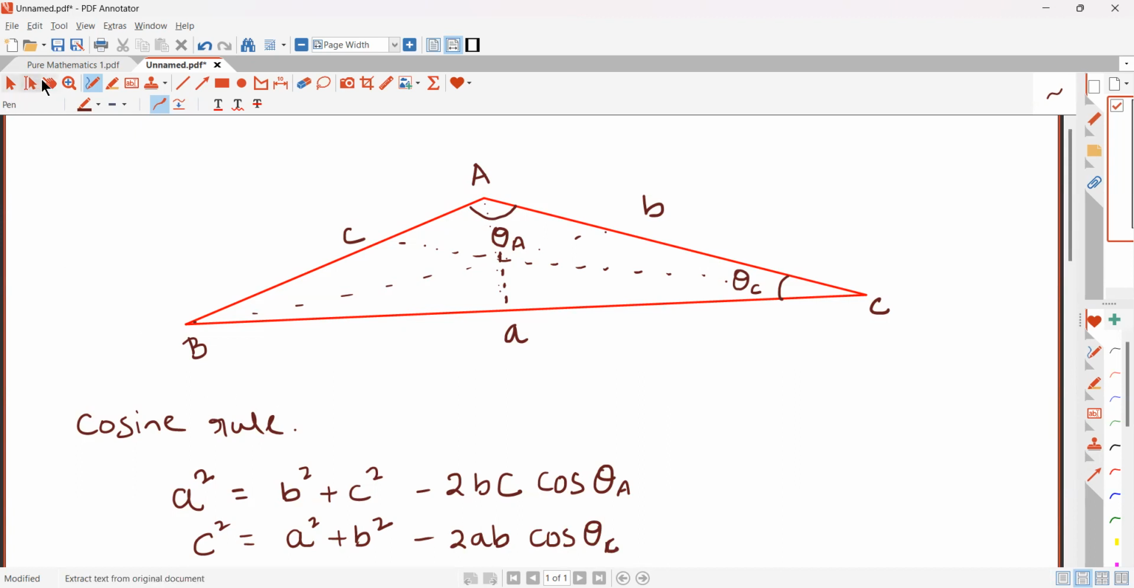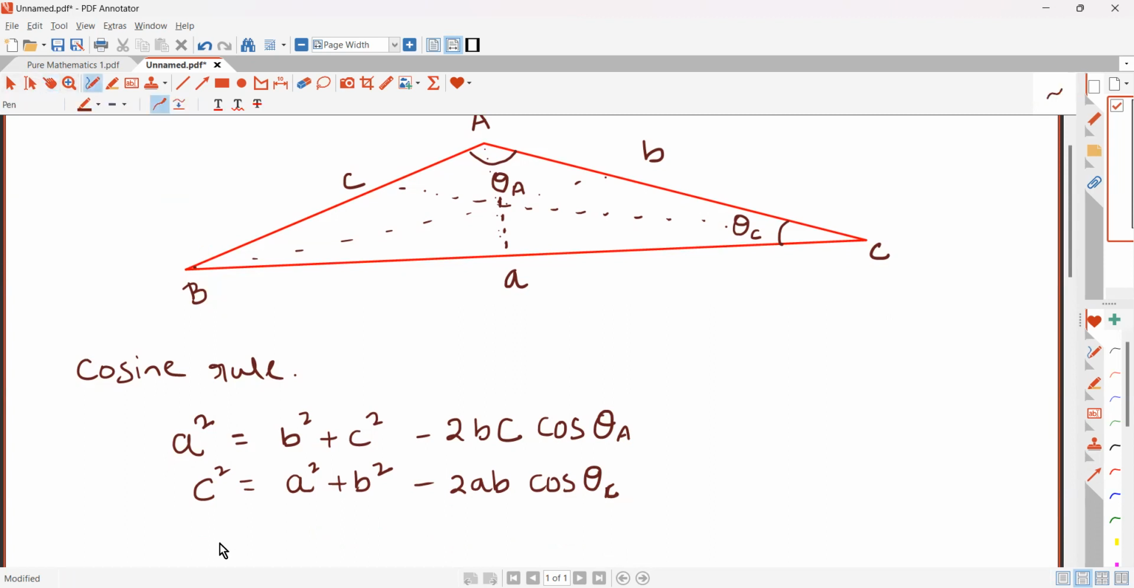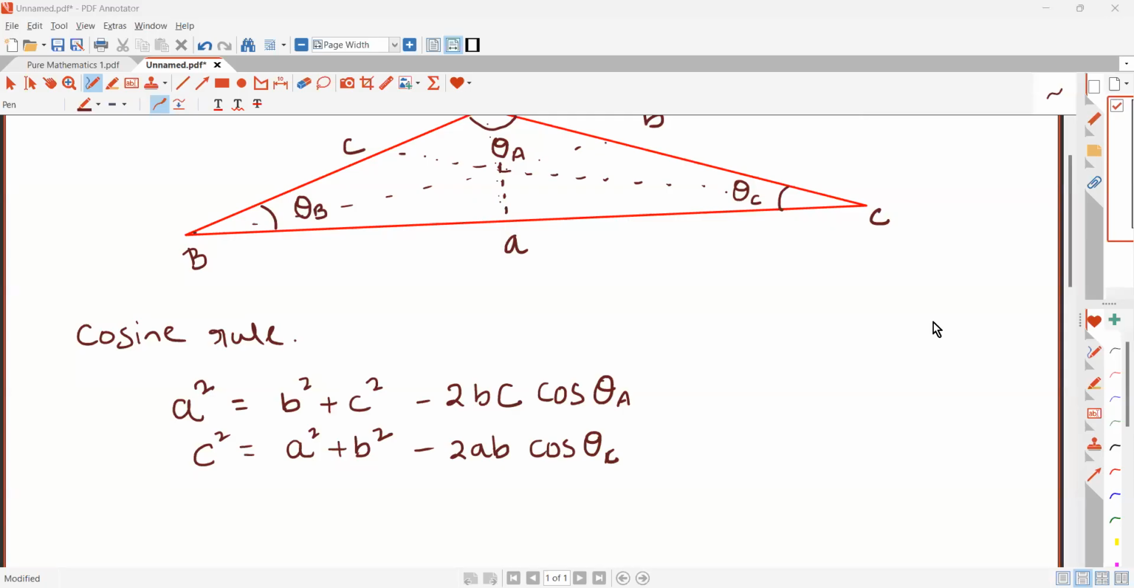Okay. You know what? I'll pause the recording. You guys will do theta B on your own. Write this and show me. I'll pause the recording. Resume recording. So you guys were able to do theta B on your own. So let's do that. For theta B, it's going to be b square is equal to a square plus c square minus 2ac cos theta B. All of you know this? This is what we call cosine rule.